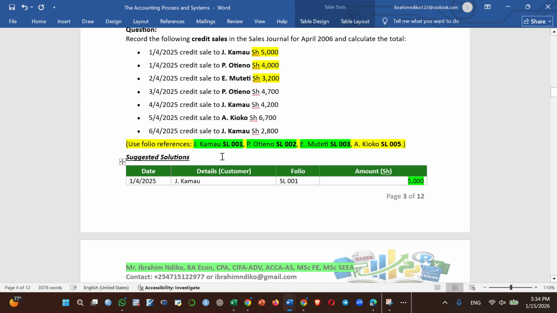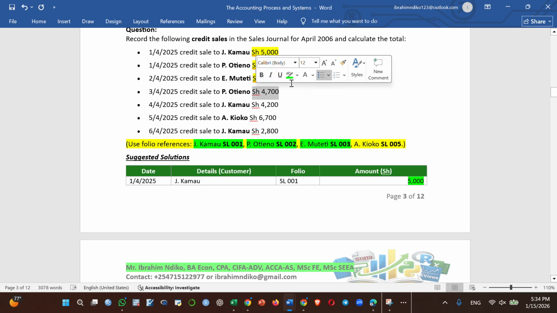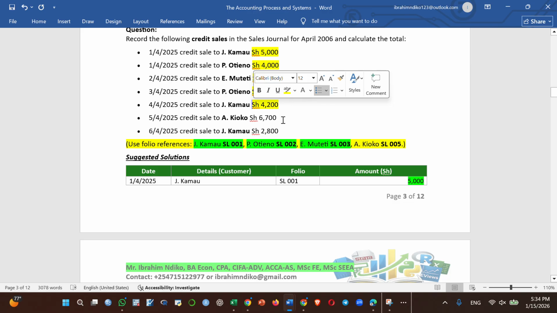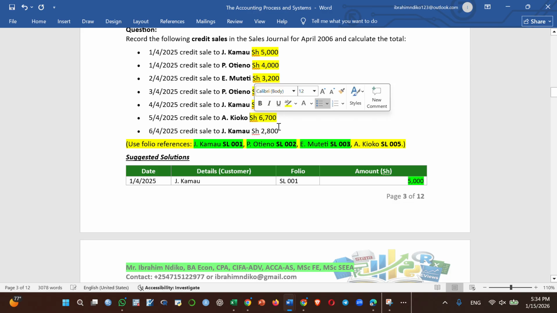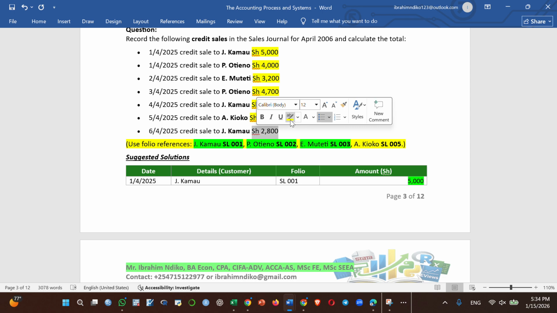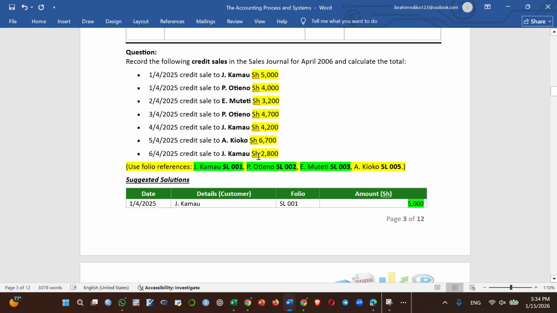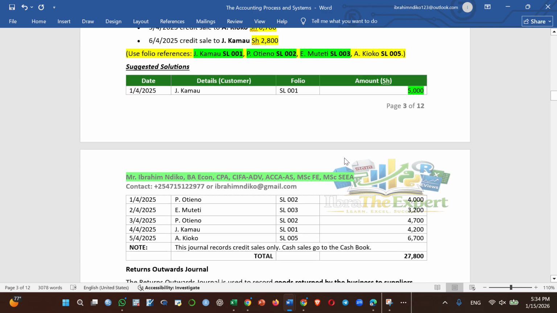Then after date 2, we go to date 3, then date 4. So the rest you just repeat the way they are, in that order. You just repeat them.